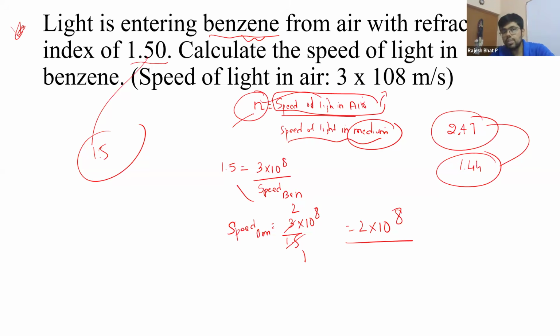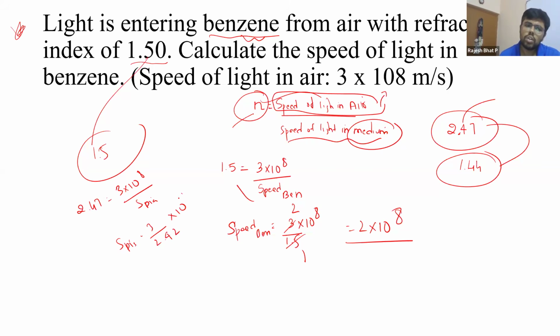So now for this one, what speed? For benzene, what speed? Now if they ask for diamond, they can tell the refractive index of diamond is 2.47. What is the speed of light in diamond? So what you should do? 2.47 is equal to speed of light in air divided by speed of light in diamond. Just move it to the numerator. So 3 into 10 power 8 divided by 2.47. Now if you divide, obviously the speed of light value will come very less. Okay, so this is a very important 1 mark problem.